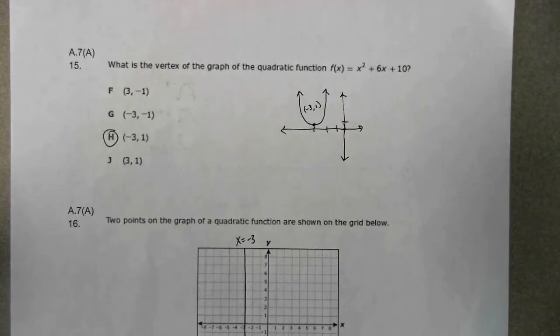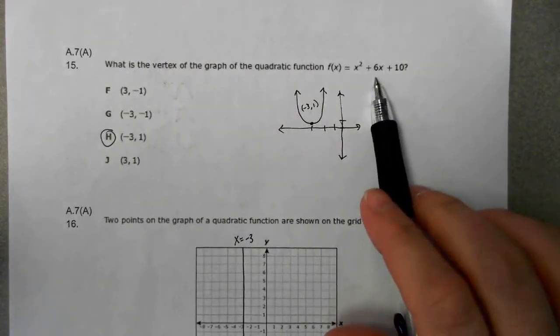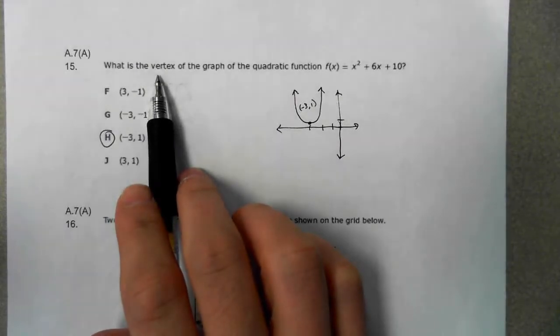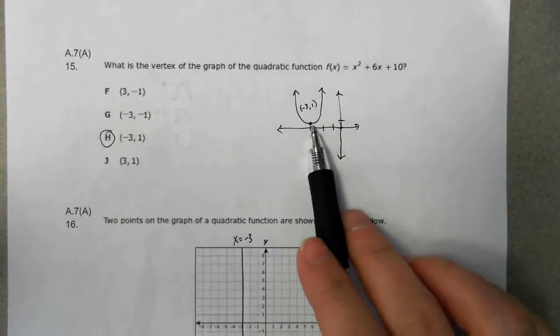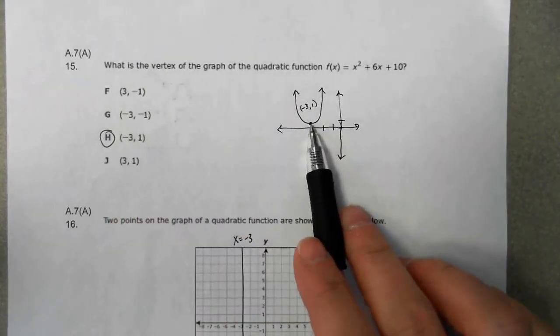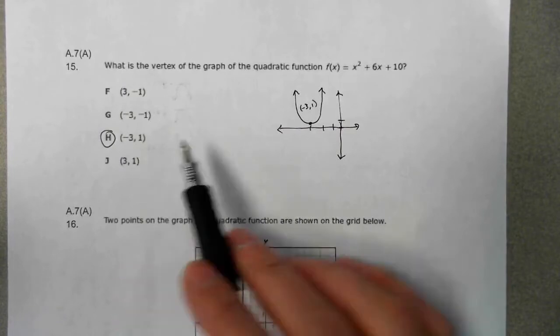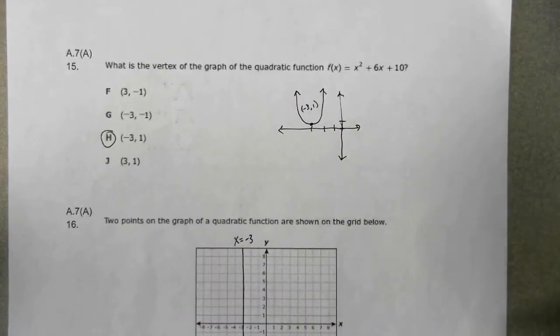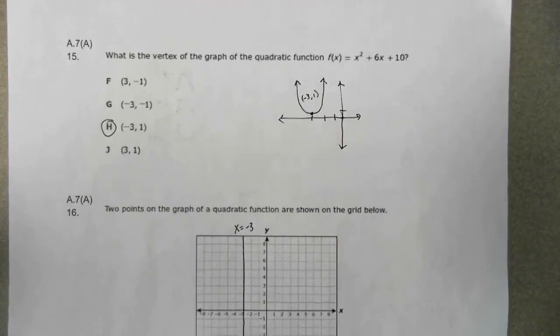Moving on, number 15, what I would do is literally graph this in my calculator. When you graph, it's going to look something like this. You want to know the vertex, which is either the lowest or highest point. In this case, our lowest point would be at -3, 1, which is answer H. Again, plug that right into your calculator, graph it, and you're going to see that it's your lowest point, also known as your vertex.